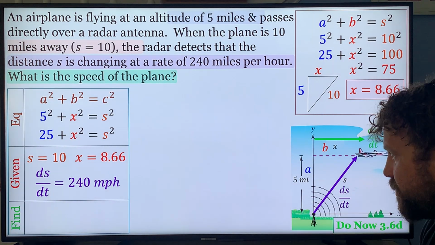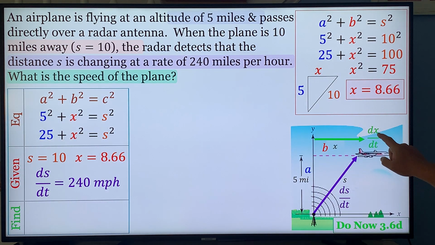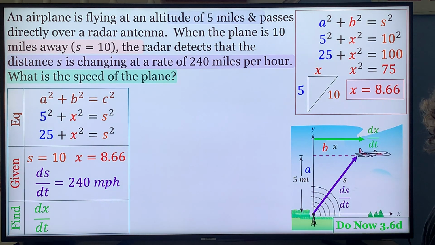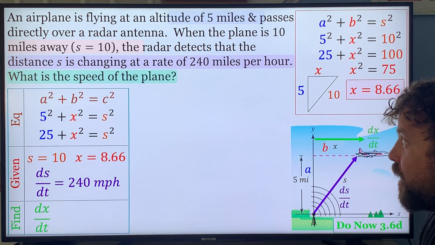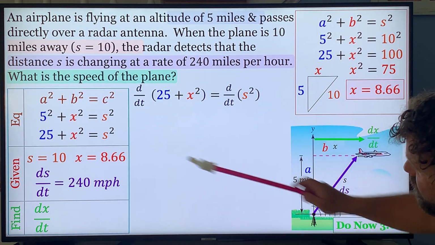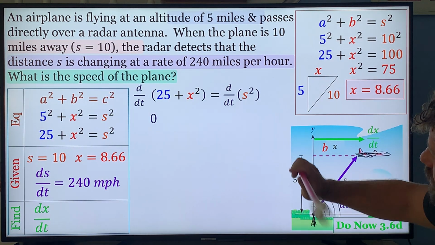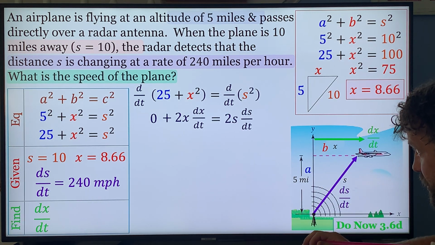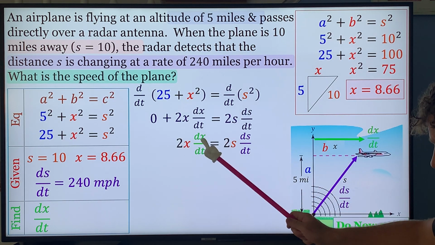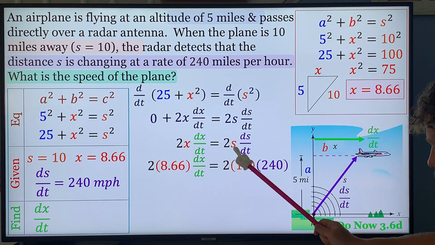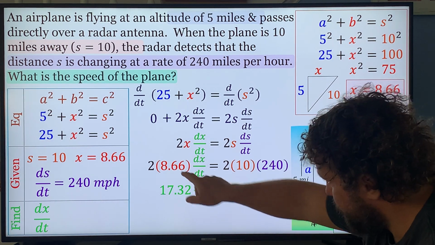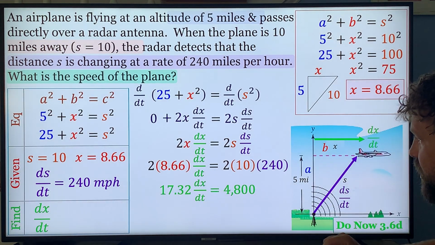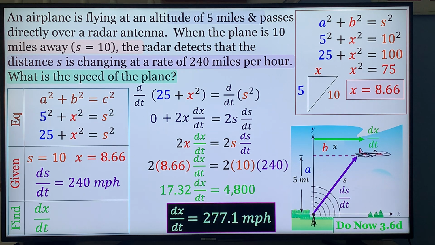And like I said before, speed of the plane is dx/dt. Sorry, sometimes I forget to do this. I do it later sometimes and earlier sometimes. Anyway, we're going to derive everything. Derive our equation: 0 = 2x dx/dt + 2s ds/dt. 8.66, we don't know. 10, 240. 17.32. 20 times 240 is 4,800. Divided, and you get 277.1 miles per hour.